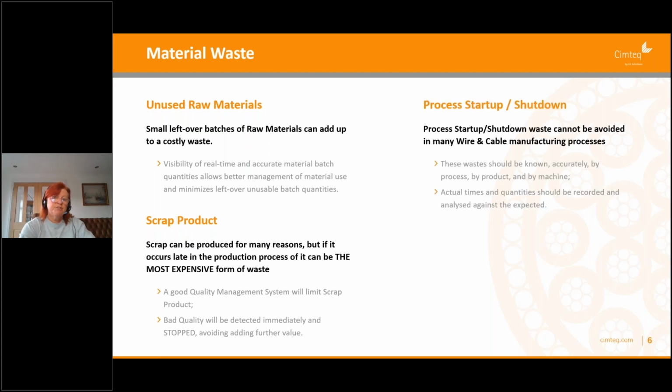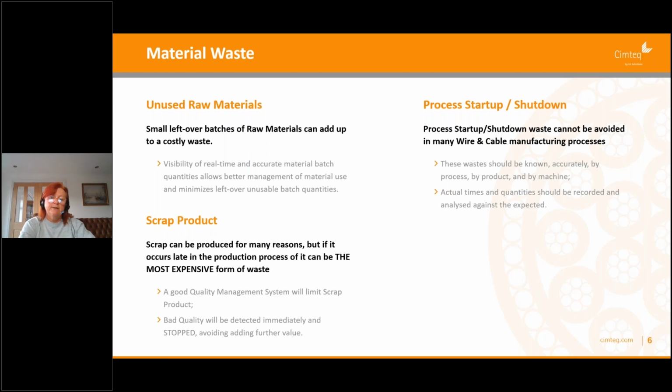Process startup and shutdown. Again, it can't be avoided in many processes, but what we should have, and this is crucial, comes as part of the spec of the cable. When we spec a cable and design it, we don't just design the product, we're also designing the process. And in that process, we should know how much bleed we expect from the extruder, how much waste, how much product we're going to lose going through the line before we actually start making good cable.